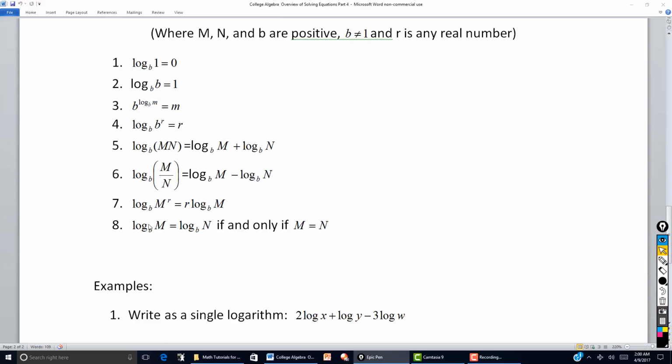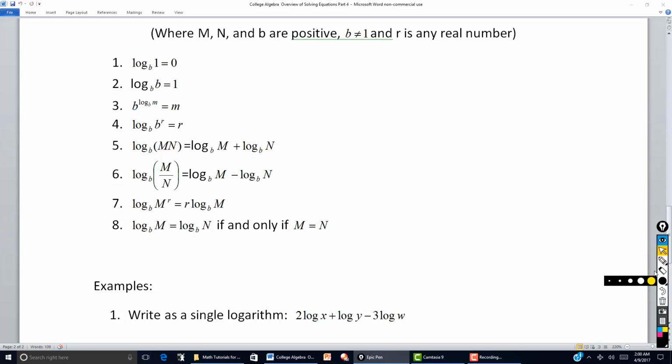Number 7 says if you have the log of some number to a power r to some base b, then this power can become a coefficient. Notice what it is. The power here becomes a coefficient, and it goes backwards. If you have a log with a coefficient, you can rewrite it as an exponent, going back the other way.